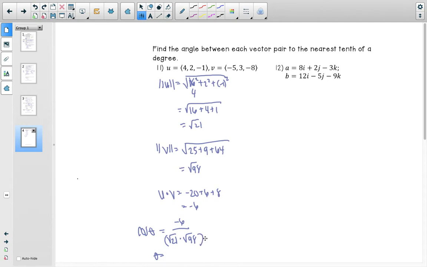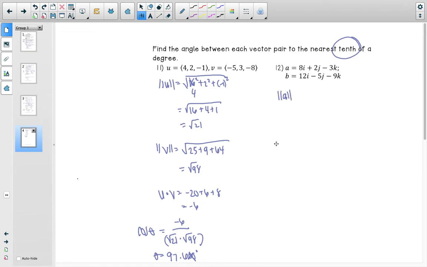Make sure you put parentheses around that if you don't simplify it. And make sure your calculator is in degree mode. So inverse cosine of -6 divided by parenthesis, square root of 21 times the square root of 98, or you can just combine it, it doesn't matter. And that ends up being 97.600 degrees. Okay, last one. Oh, it says nearest 10th, so I guess I don't need that. I didn't read my own directions. Nearest 10th.